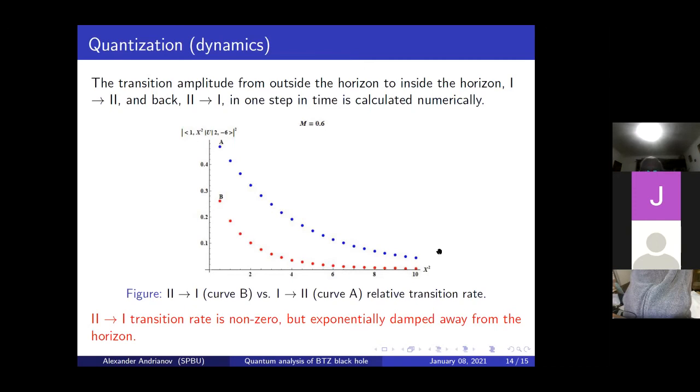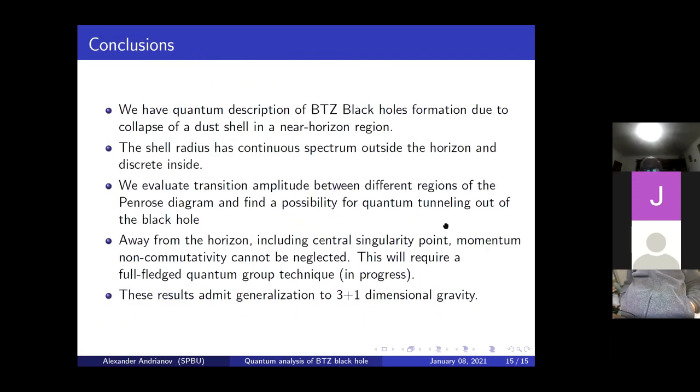And the upper line describes the collapse inside of the horizon. It is not exponentially decreasing. But you see, in principle there is no tendency to have some singularities.